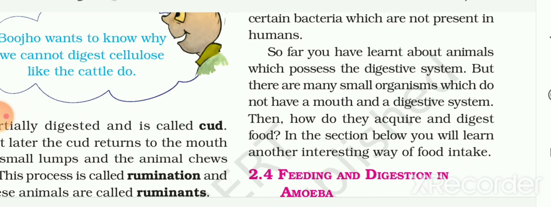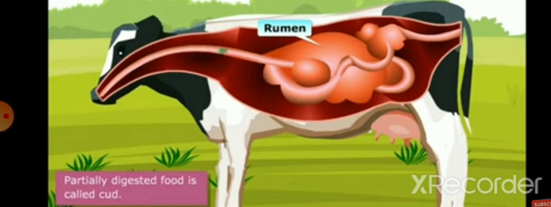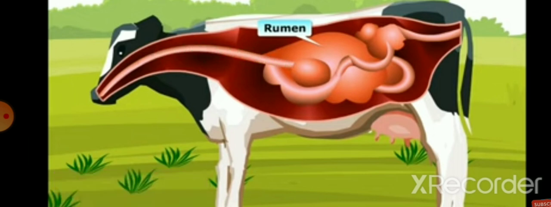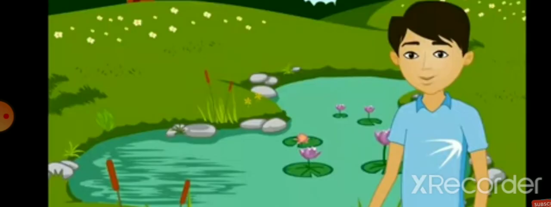Before that, let me show the digestion in these grass eating animals. Here a cow is shown to you with the different parts of its digestive system. The rumen is where the partially digested food is stored. It is known as the cud. When it gets time, the food is brought back into the mouth, and this process of chewing the cud is known as rumination.